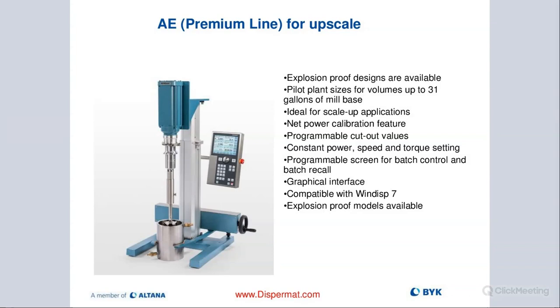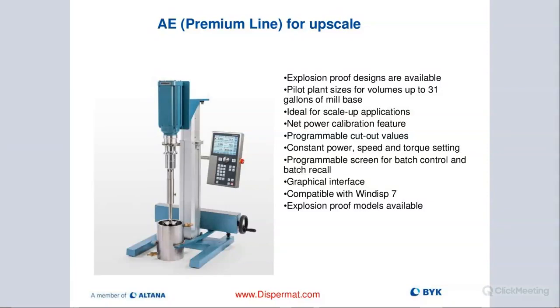You can do what's called a net power calibration feature. So when you turn on the machine, you can set all the values to 0, because the Dispermat, if it runs even without a product, it would use energy just by moving the blade. Basically, you would set that all to a 0 value, so that you know the amount of energy you're putting in or the torque value would be only related to your material and not to the machine input.